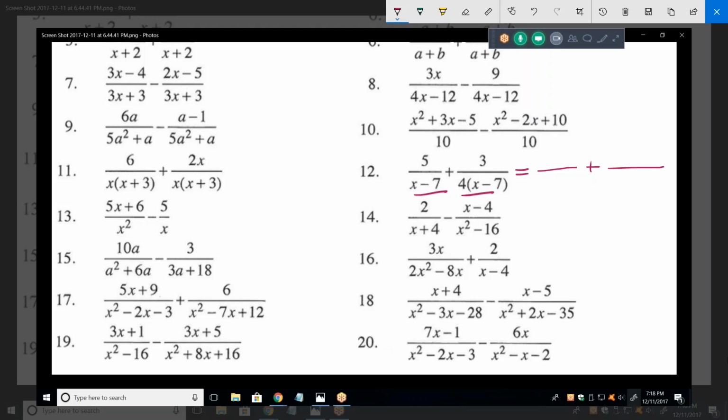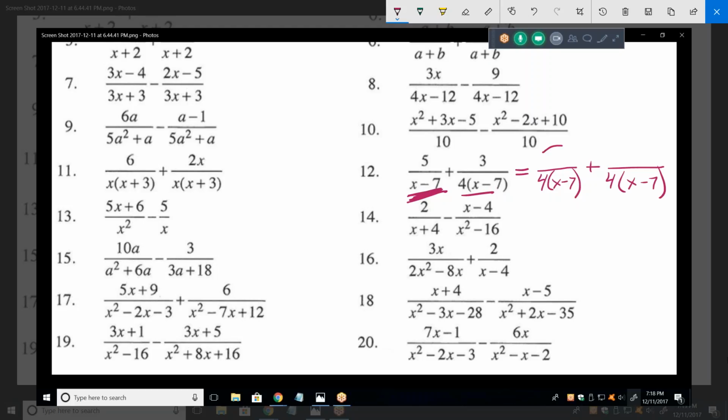The x minus 7? No. You need a denominator that is divisible. In other words, that needs to divide evenly into whatever common denominator you come up with. If it was x minus 7, then 4 times x minus 7 would not divide evenly into it. So it's got to be the bigger of the two. So the common denominator is 4 times x minus 7. And I leave it unmultiplied for a reason.